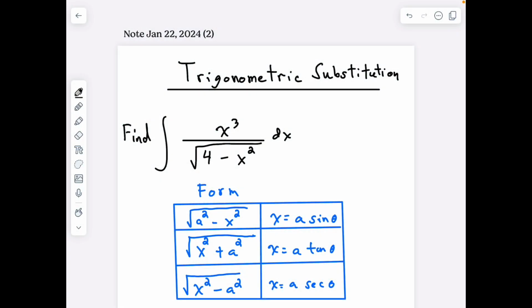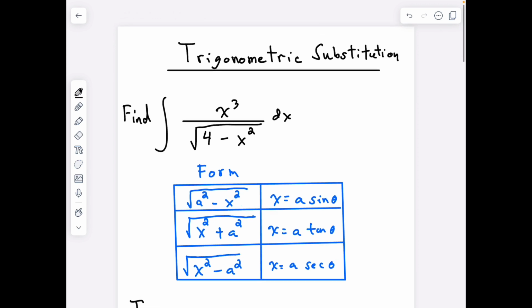All right, hello everyone. So today we're going to work with a trigonometric substitution problem here. We're trying to find the antiderivative of the quantity x cubed divided by the square root of 4 minus x squared dx.